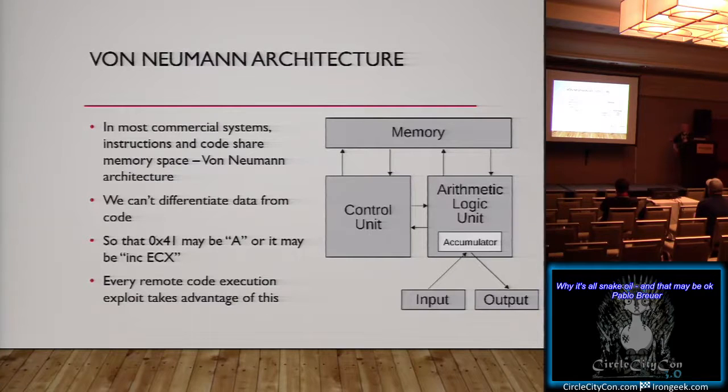And absolutely every exploit that has remote code execution takes advantage of this. Why? Every exploit that you've ever seen asks for input from the user. They get unexpected input, and then that input is treated as an instruction by the central processing unit. So that hex 41 at any given instance may be a capital A, or it may increment the ECX register, and you just don't know which. And you can't know which, and the computer won't know which, and that's how all of these exploits work.